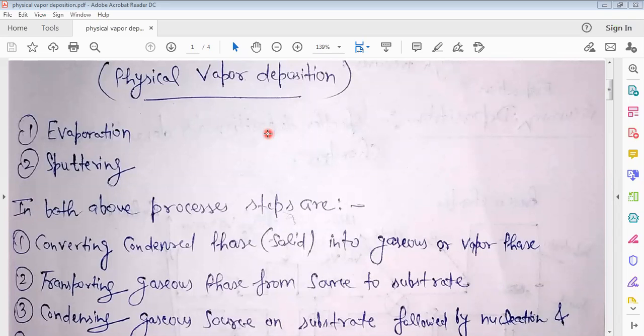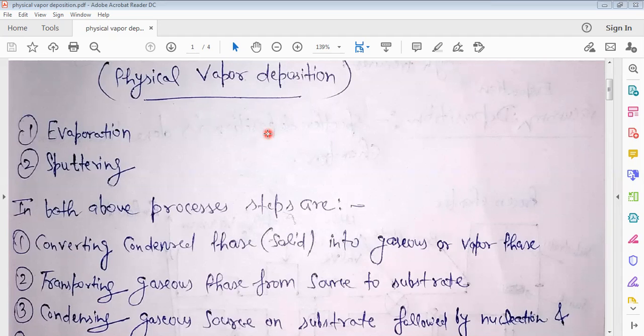Today we will discuss the topic physical vapor deposition. So what is physical vapor deposition? Students, as you know, we are studying metallization and we want to deposit metal. We want to make gate contacts, contact metallization, and interconnection metallization. So how is metal deposited onto the semiconductor to make these contacts? The process through which this is done is called physical vapor deposition.